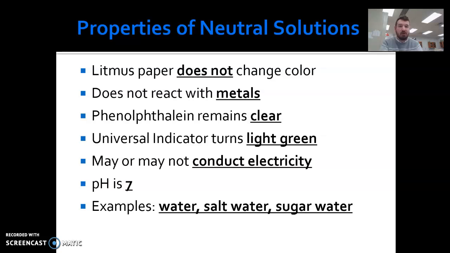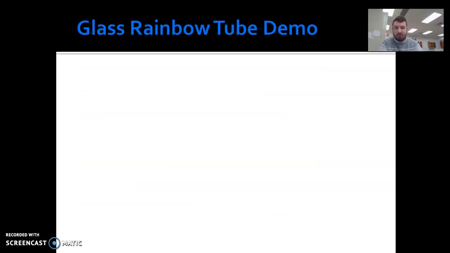Alrighty, so that wraps up our properties of acids, bases, and neutrals. I would definitely star all three of those squares. These are properties that you are certainly going to need to know for the Section 7 quiz. All right. In class, your teacher, either myself, Mr. Arrow, or Ms. Staub, should have done the glass rainbow tube demo, just to show how universal indicator can show a great range of colors based on the acidity or basicity of our solution.